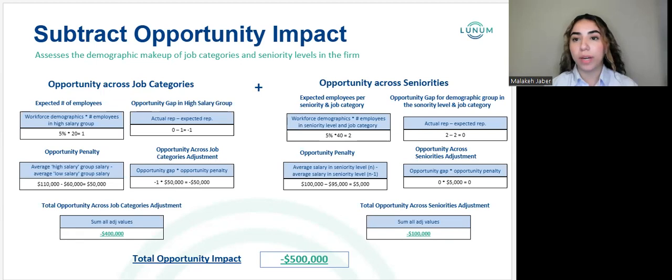Once we've done that for all of the various demographic groups, seniority levels, and job categories, we finally sum all of those values. In today's instance, we see that the sum of all adjustment values totals a negative $100,000. The final step in calculating opportunity impact is to then sum these 2 adjustments. So we take the negative $400,000, the opportunity across job categories adjustment, and we add that to the negative $100,000 opportunity across seniorities adjustment, bringing us to a total opportunity impact of negative $500,000.